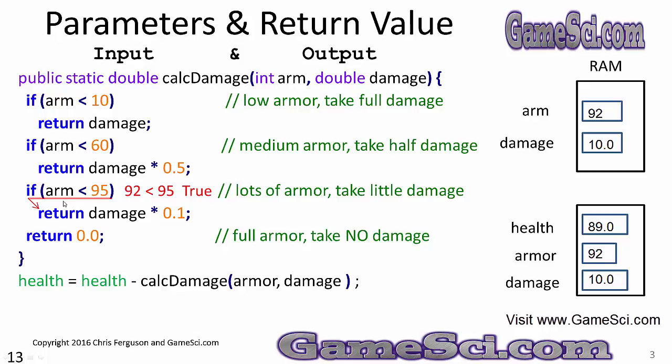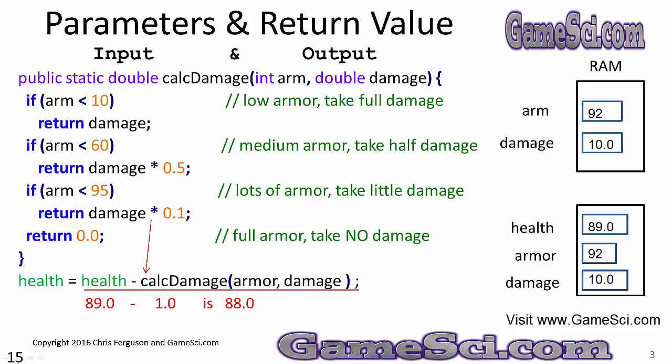Fall down to this if statement, and it's 92 less than 95, which is a true statement. I have a lot of armor. I don't have full armor, but I have a lot. What I'm going to do on this is calculate a little damage. Remember, my input to damage was 10, but I have a large amount of armor, so I'm only going to assess myself 10% of that damage. I'm going to say, okay, when you take a shot that would have taken 10 from your health points, but you have a lot of armor, I'm only going to return a penalty or a damage assessment of 1.